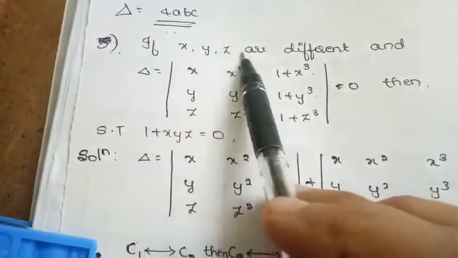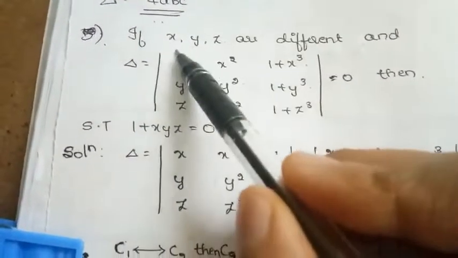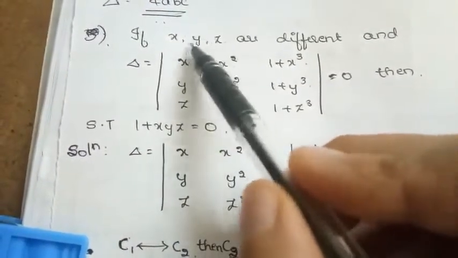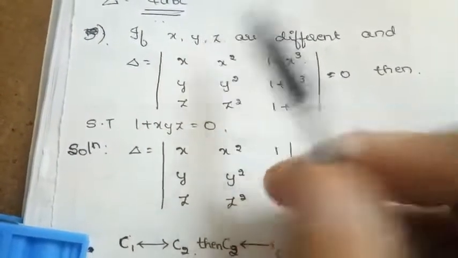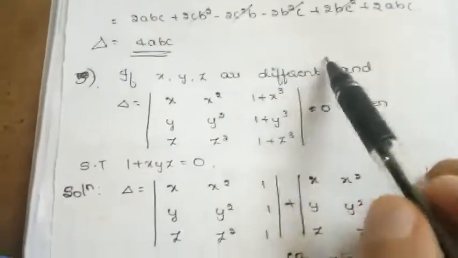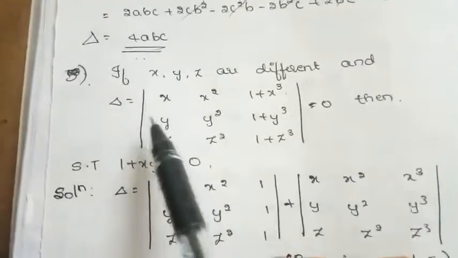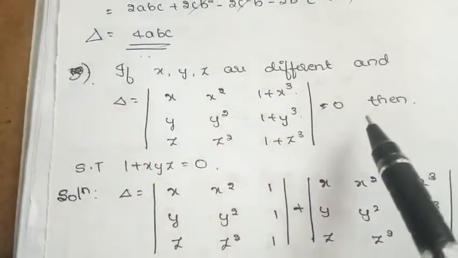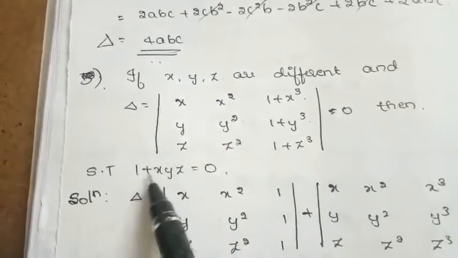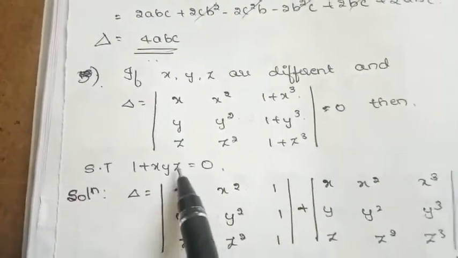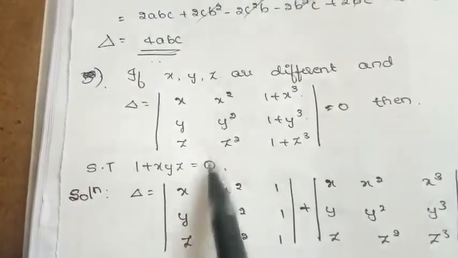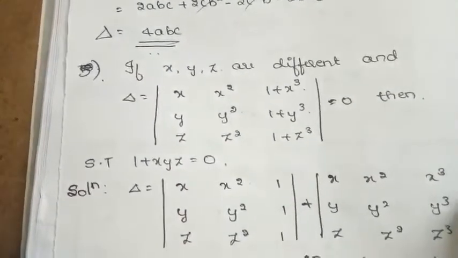If x, y, z are different, it means the values of x, y and z are not equal, so that is not x equal to y or y equal to z. All the 3 values of x, y, z are different. That is what they are saying. And the value of this determinant is equal to 0, then 1 plus xyz is equal to 0. So we need to show that 1 plus xyz is equal to 0 when the value of this determinant is equal to 0.